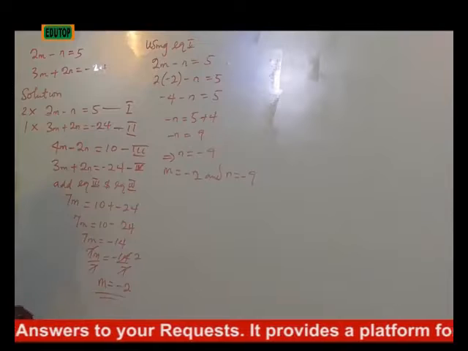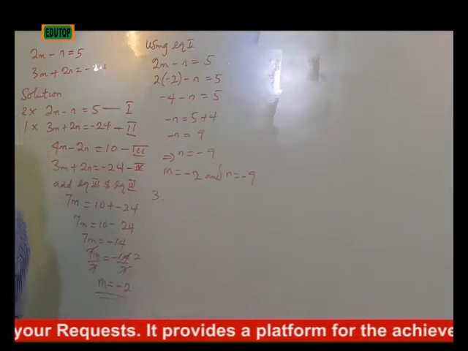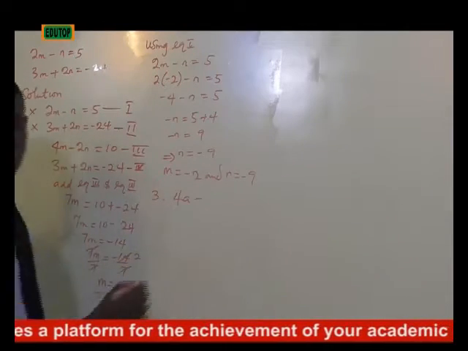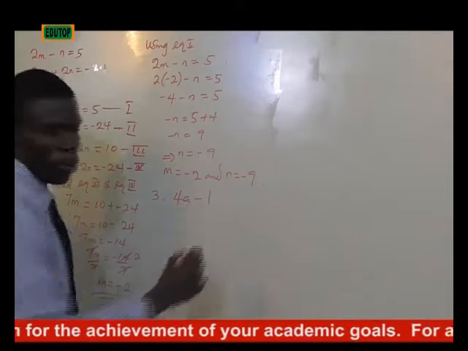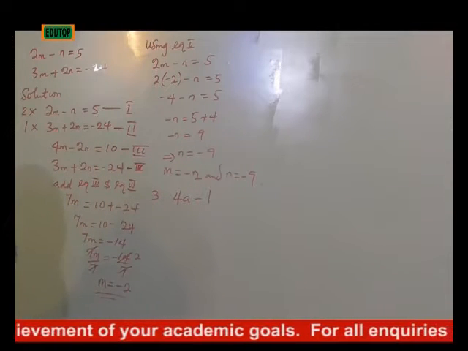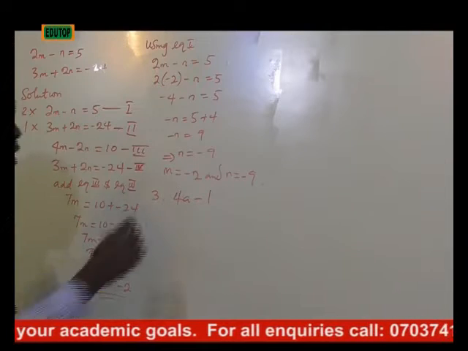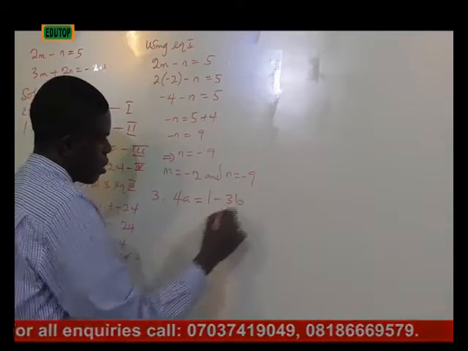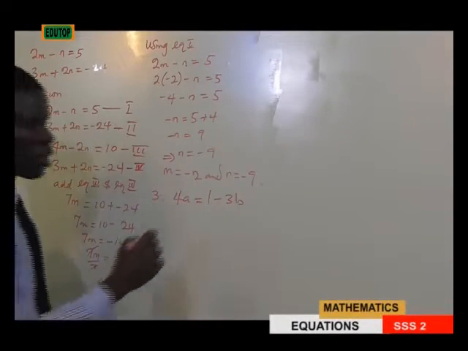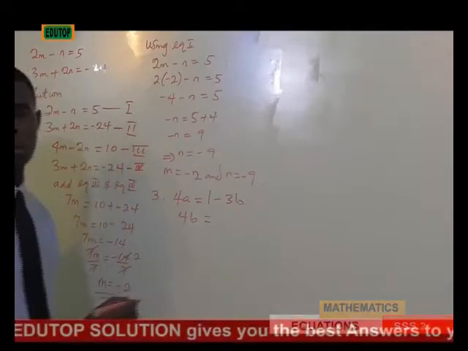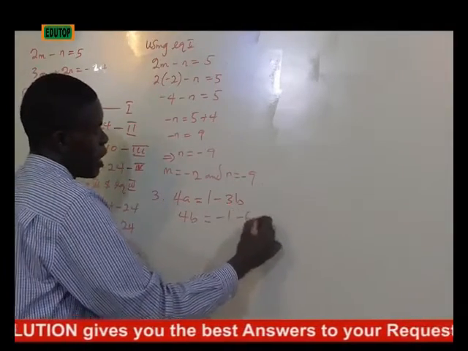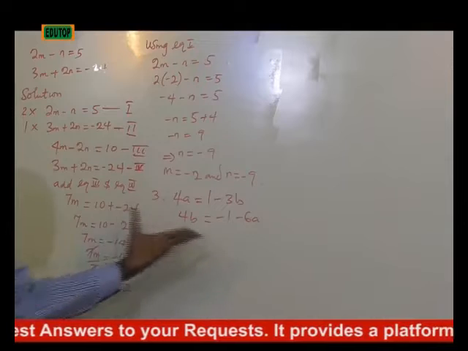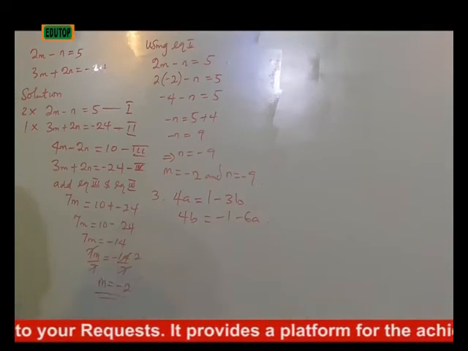That's the first case. Then the second case, which is question 3, says that 4a minus 1 equals 1 minus 3b. Then the second equation is 4b equals minus 1 minus 6a. So these are the 2 equations. These are in abnormal form of simultaneous equation. So we try to normalize it.